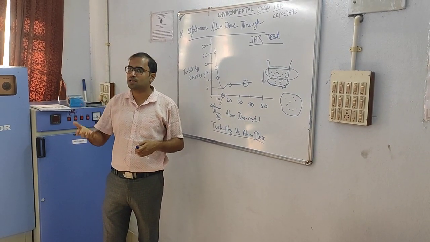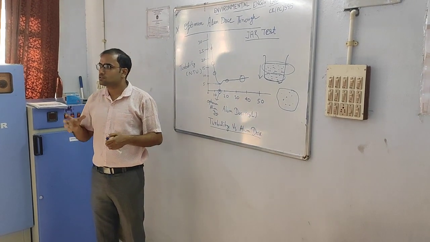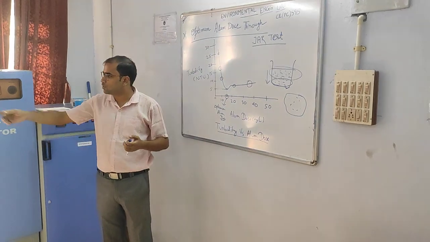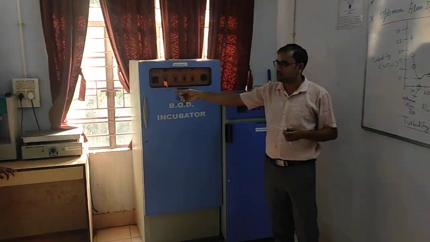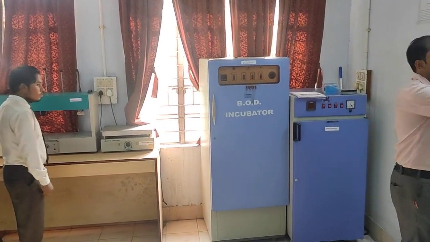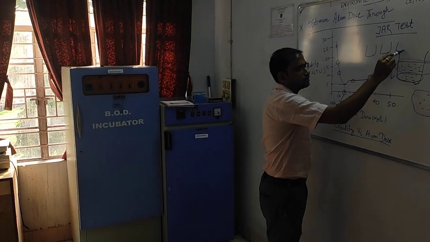So what step are we following here? Suppose there are two methods. One method is, here you can see there are 6 paddles. On the right side of the apparatus, you have to place 6 jars.